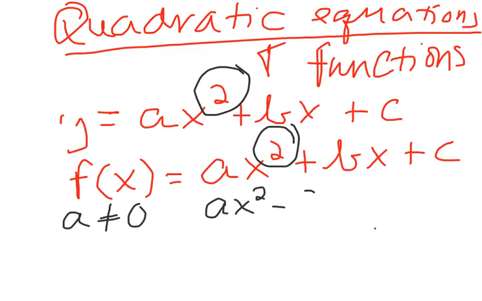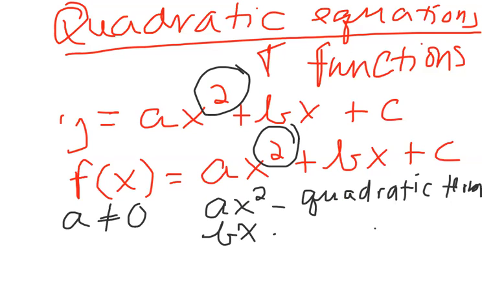This is called the quadratic term, okay? Quadratic term. Bx is called the linear term. Why is it a linear term, guys? Because the power on x is 1. In order for you to have a linear equation, the power or the degree on the x term has to be 1.